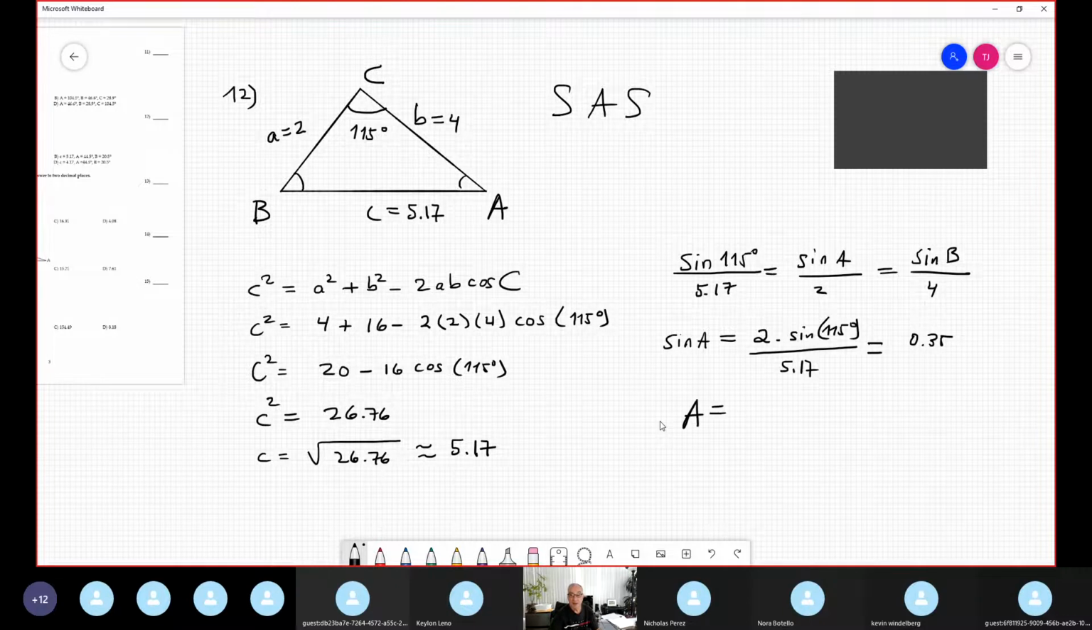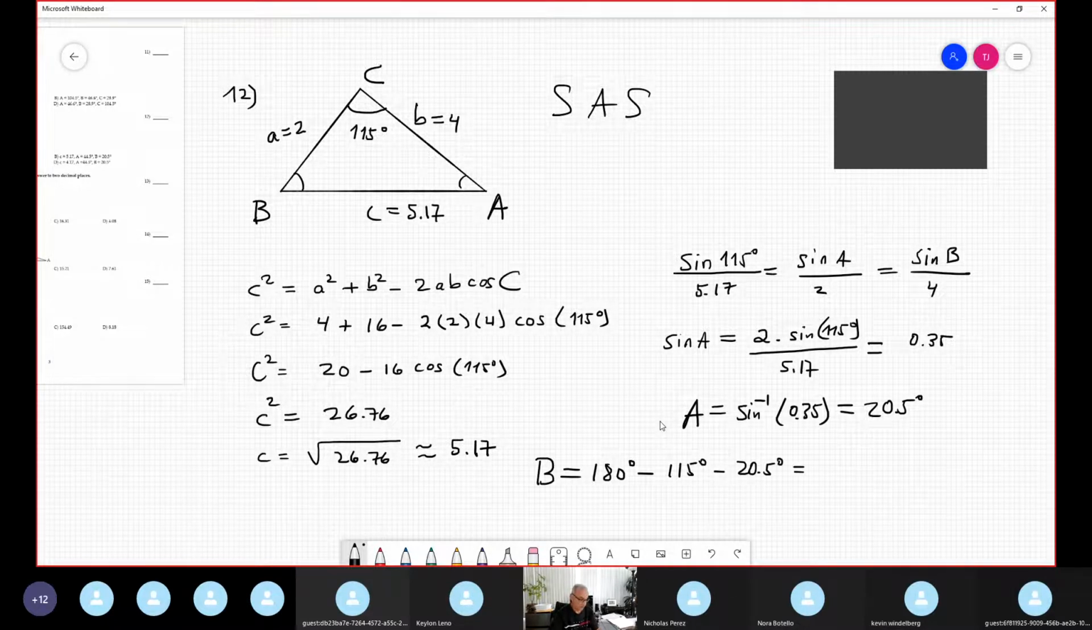And the angle A is sine inverse of 0.35. Okay, is 20.5 degrees. Okay, entonces angle B is pretty easy. Angle B is 180 minus 115 minus 20.5. And the answer is 44.5 degrees. Bueno, three answers we need. Super, super easy.